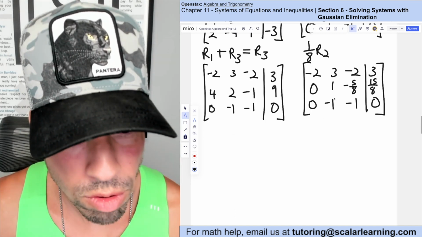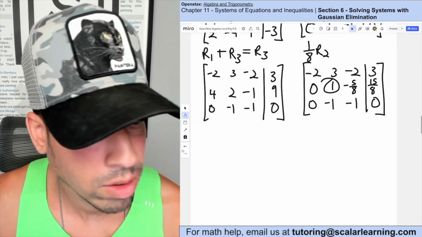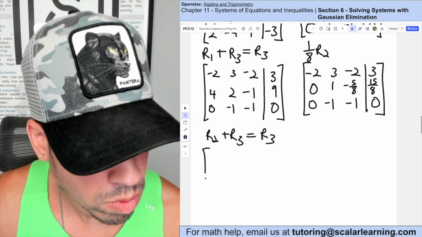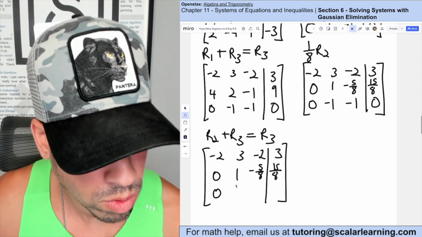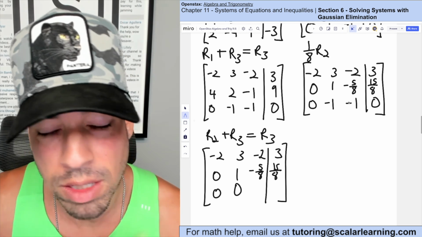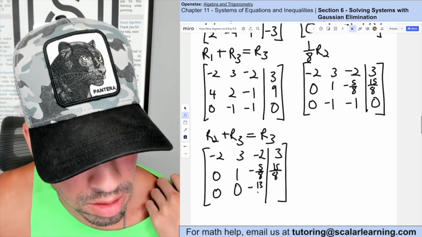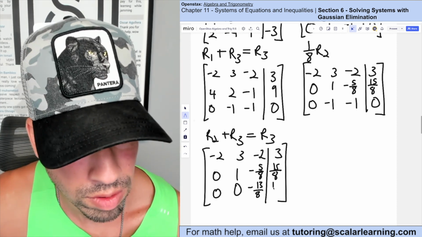Next, I can zero out this value very easily by just simply adding the second row to the third row. So let's do that now. So this will equal the new third row. Here we go. So we get 0 plus 0, 0, 1 plus -1, 0, -5/8 plus -1. That's going to be -13/8. And then we got 15/8 plus 0 is 15/8.